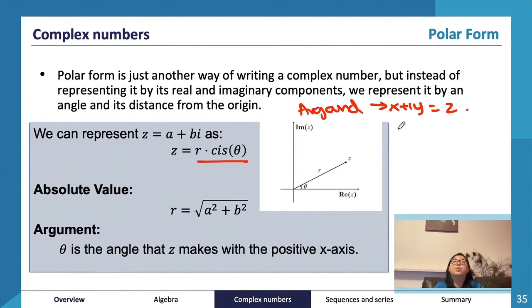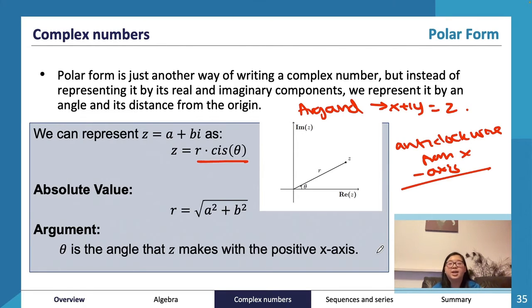So r will tell you how far it is from the center, and cis theta will tell you the direction where it's going in. So theta will tell you the direction, and it's always measured anti-clockwise from the x-axis, and hopefully it will ring a little bit of bells in terms of why it is like that.